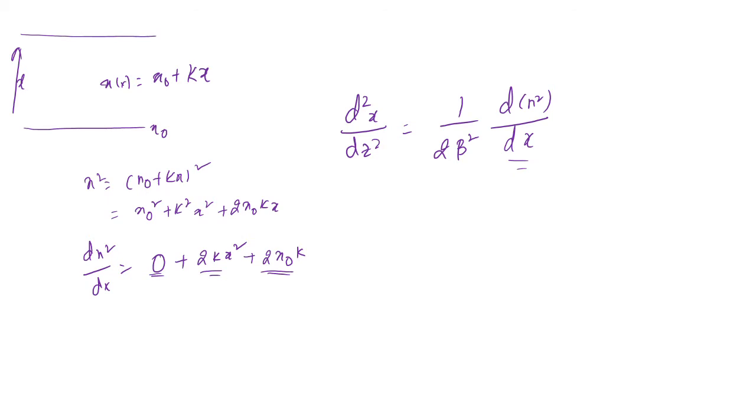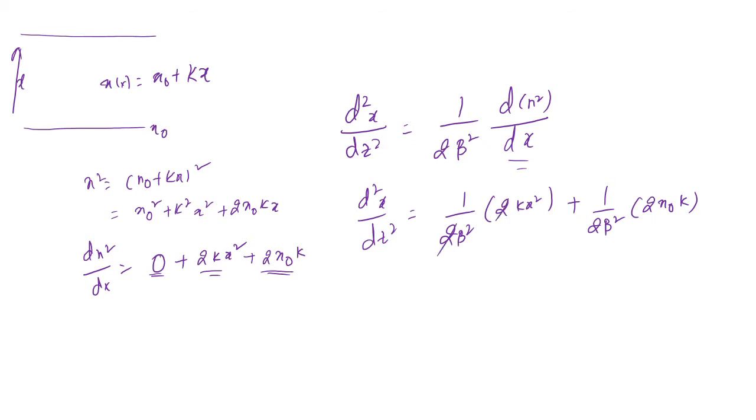So then we can write this as d square x by dz square is equal to 1 over 2 beta square times 2k square x, plus 1 over 2 beta square times 2 n0 k. Here these two can cancel out, and so does this. So I would have d square x by dz square as k over beta square times x plus some constant, n0 k. So these three things are really constant.